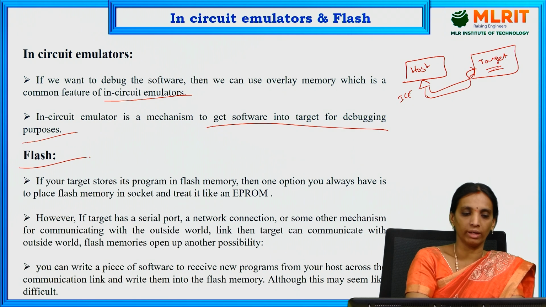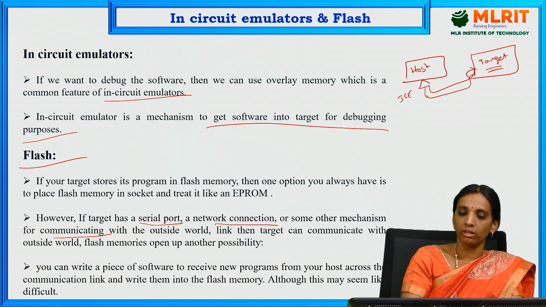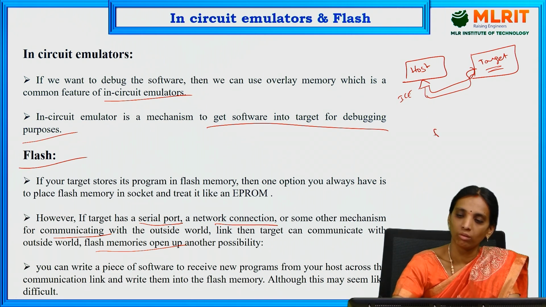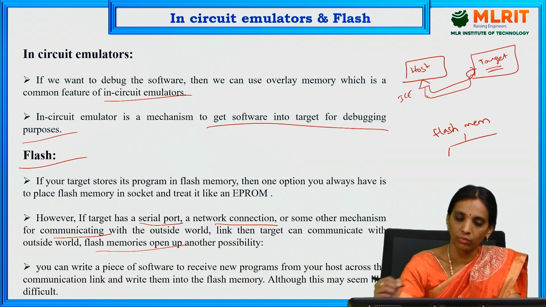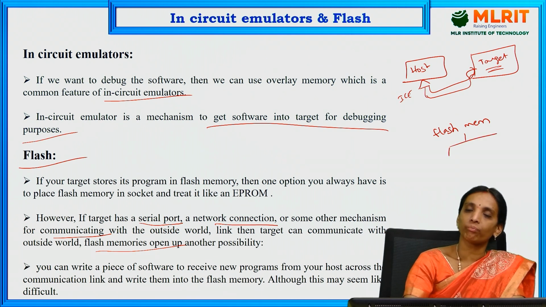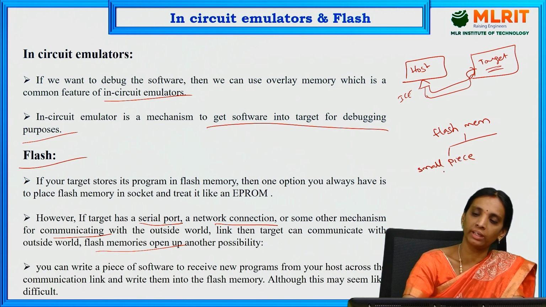So next, flash device. Flash device means if your target stores its program in flash memory, then we have to use the flash device for copying that program from flash memory to the target machine. If the target has a serial port, a network connection or some other mechanism for communication, this link opens up another possibility. Flash memory is basically a small piece of memory.